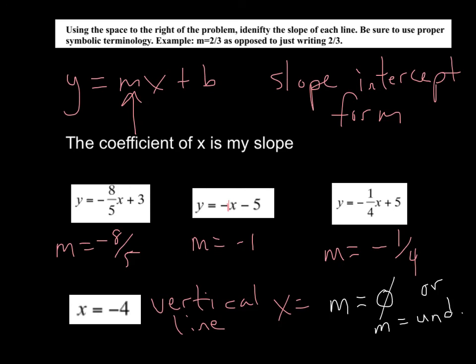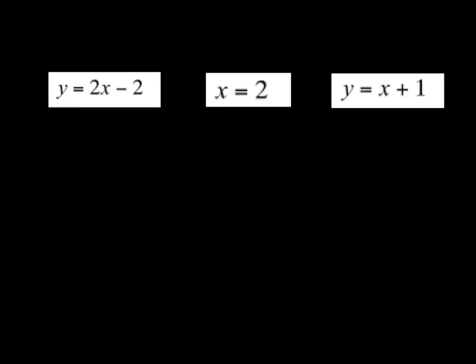All right, I'm going to give you a couple more, and then that should wrap it up. These last 3 are for you. 1, 2, 3. Carefully just label m is equal to, m is equal to, m is equal to, and you're all set.